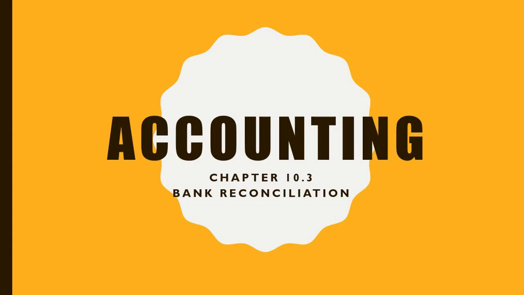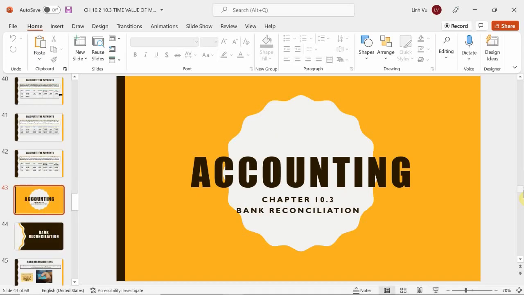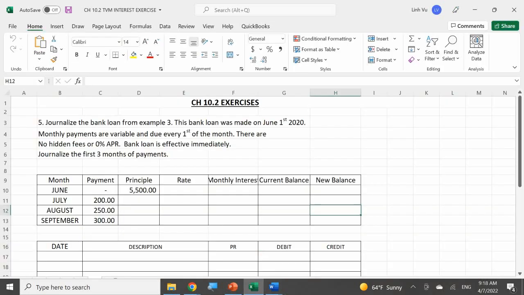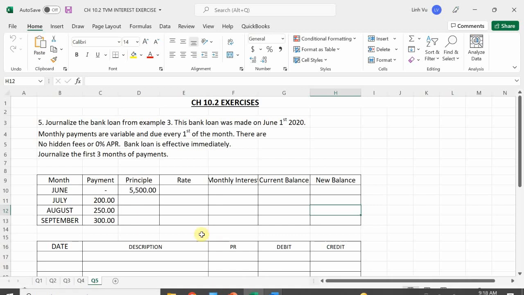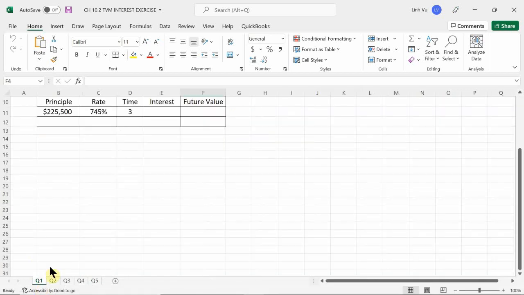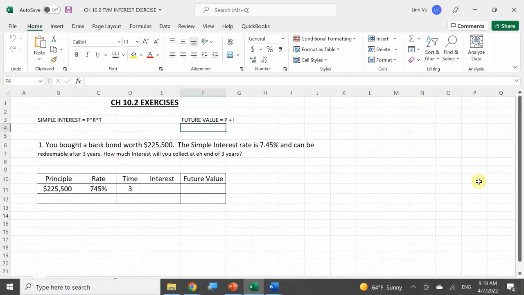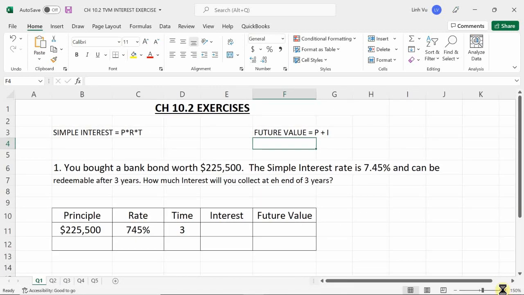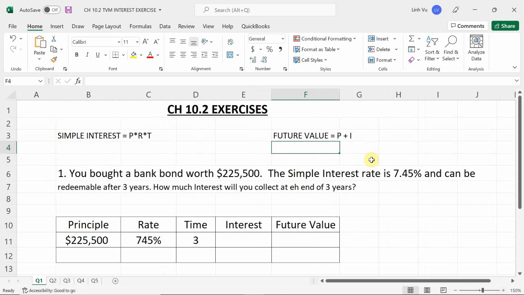Okay? All right? Any questions in regards to simple interest and compound interest? No, I don't have. Okay. So let's go ahead and dive right into our exercises here, starting with question number 1. Okay. So we're going to do some simple interest here.